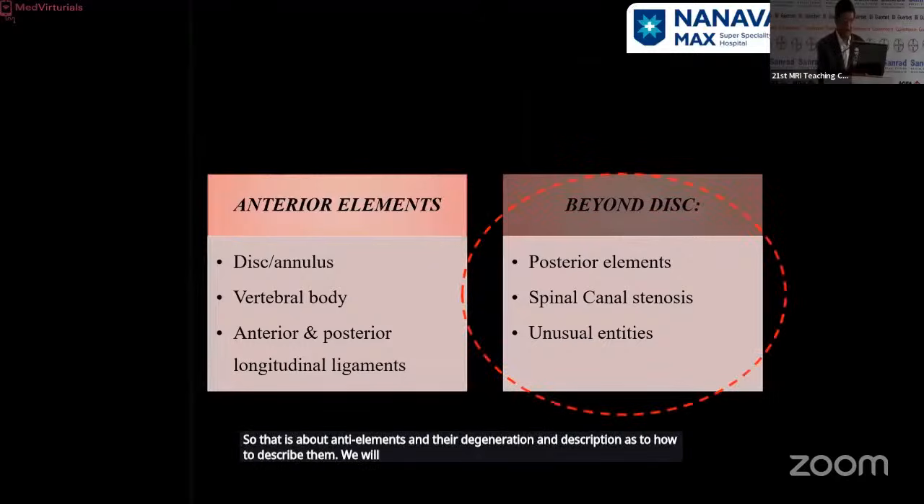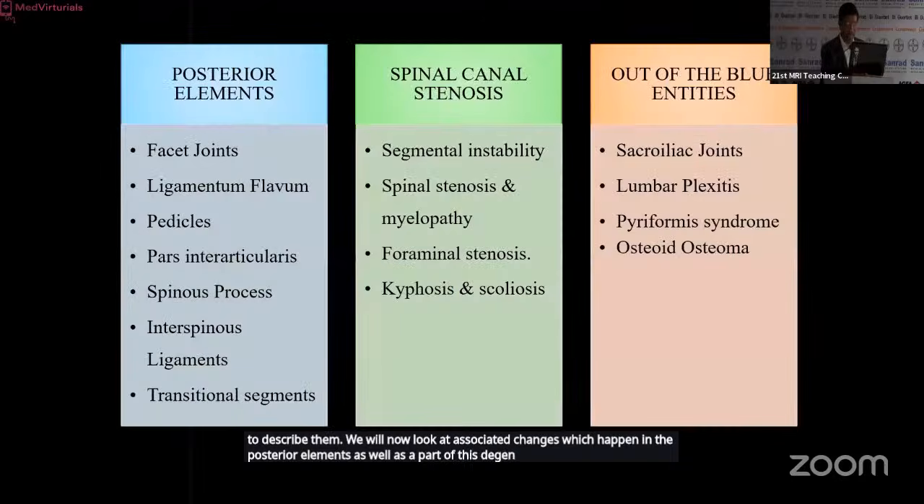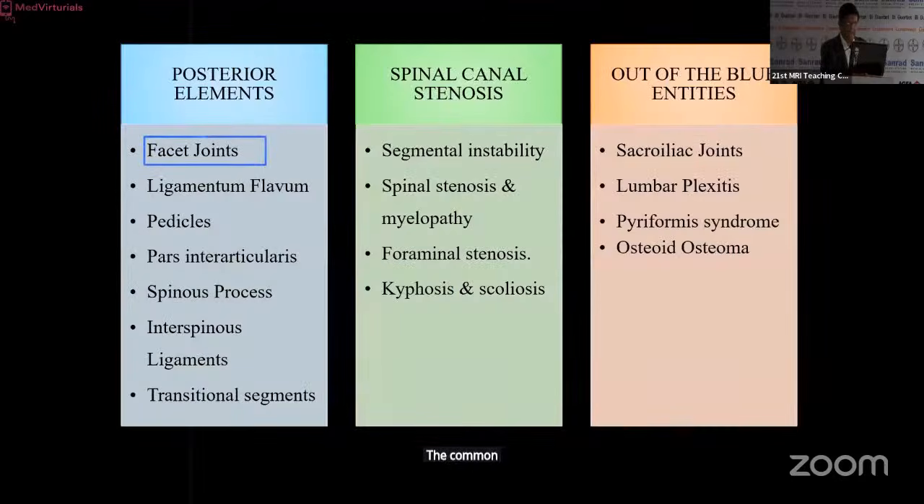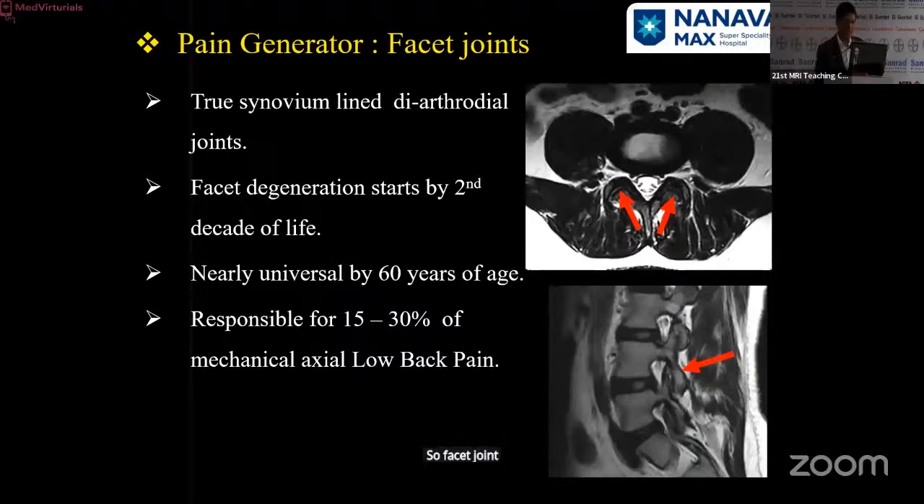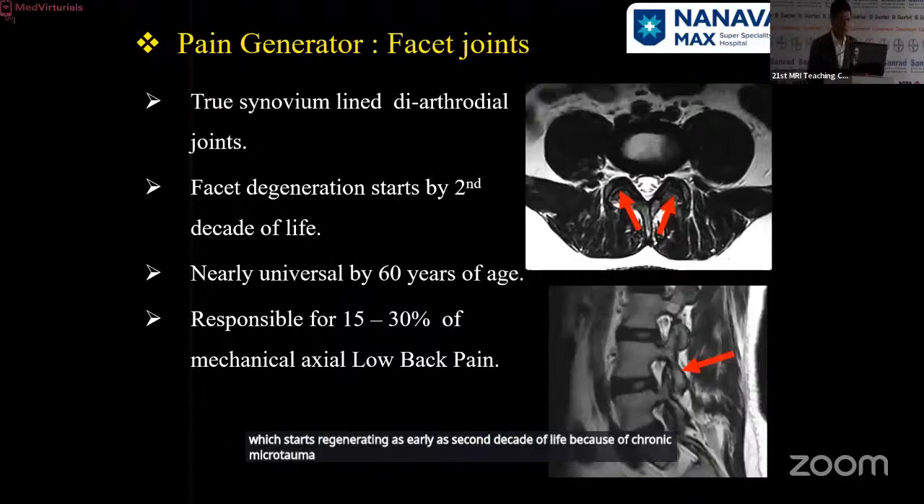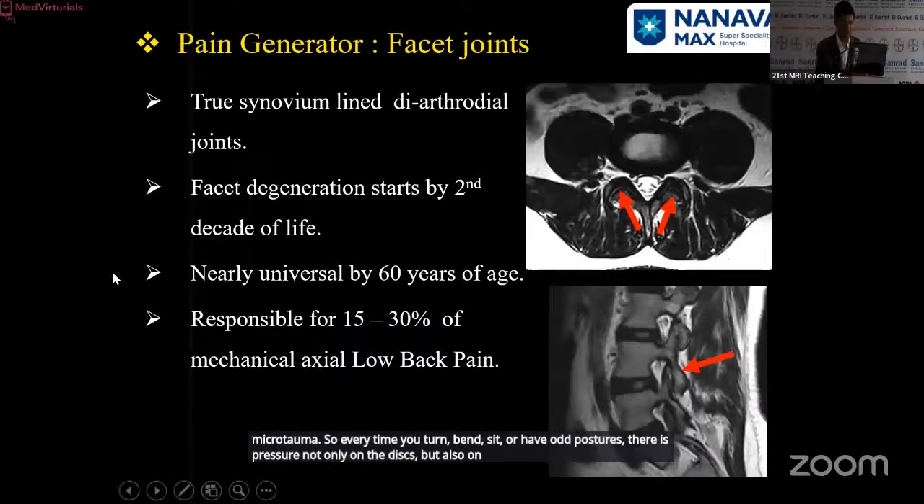We will now look at associated changes which happen in the posterior elements as well as a part of this degenerative disorder. The commonest thing that happens along with this degeneration is facet joint degeneration. So the facet joint is actually a true synovium-lined diarthrodial joint which starts degenerating as early as the second decade of life because of chronic microtrauma. So every time you turn, bend, sit, or have odd postures, there is pressure not only on the discs, but also on the facet joints.